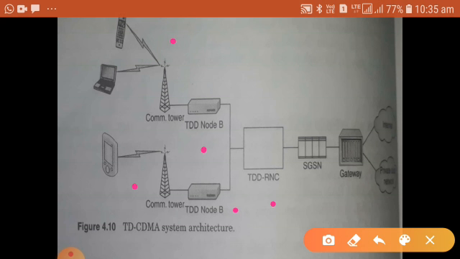You already know the meaning of RNC, that is radio network controller, which we saw in the previous topic of UTRAN. So what is the main function of RNC? This RNC is responsible for controlling the two node B stations that are connected to the communication tower. Without the help of RNC, this node B station cannot be operated. So to operate the node B station, we use this radio network controller.